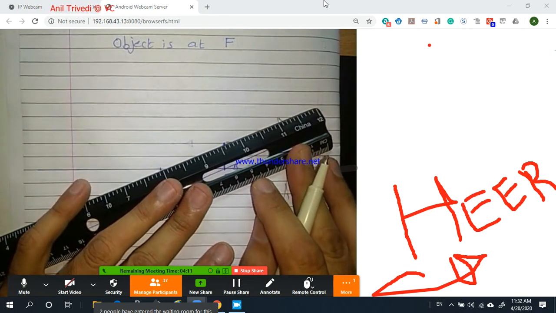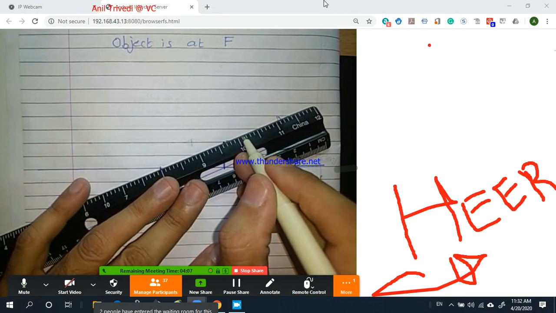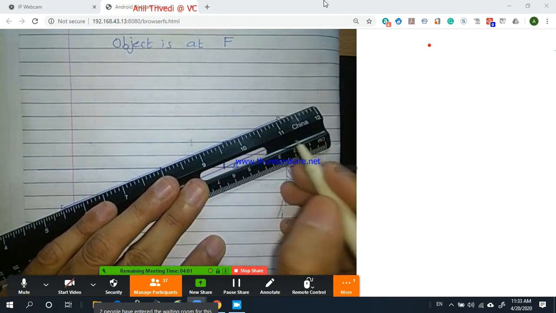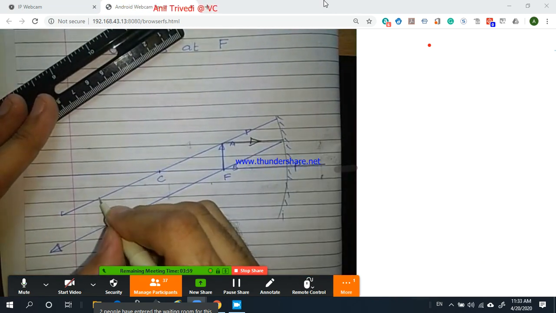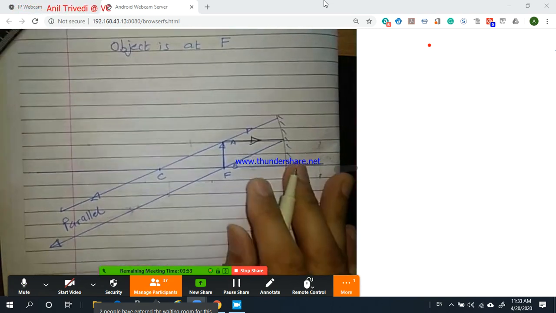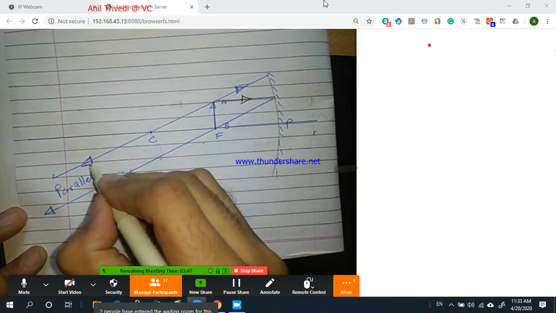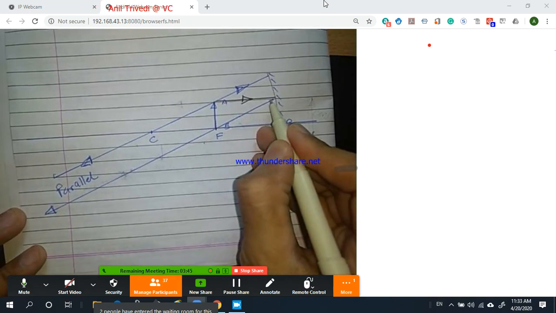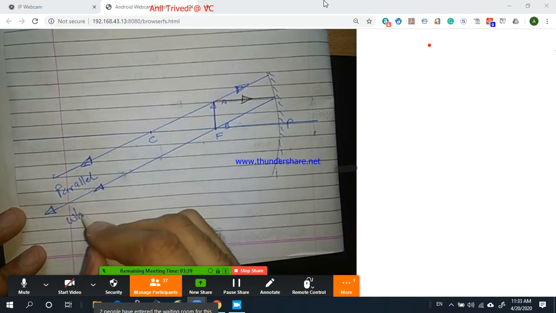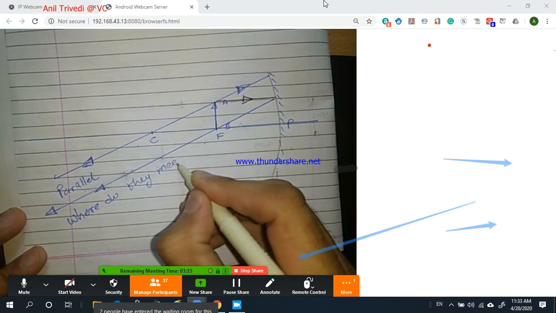And this tip and this C both should be kept aligned, and then draw a line. This was the incident ray, this is the reflected ray. Both are parallel. This incident ray will pass through this, and the ray which was parallel to the principal axis passes through F. So where do they meet? They will not meet. At infinity.